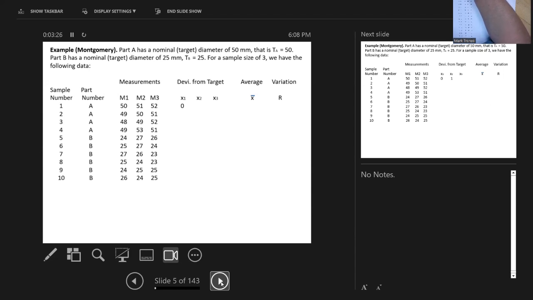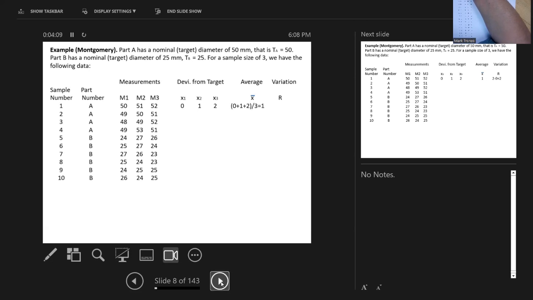So those are the measurements, say, for 3 different samples. And so the X1 will be your deviation from your target. So here, the target's 50. So your first sample is right on. So your X1 is going to be 0. It's right on target. Now your second sample mean is 51. So obviously that's going to be 1 off. And your third mean was 52. Obviously that's going to be 2 off.